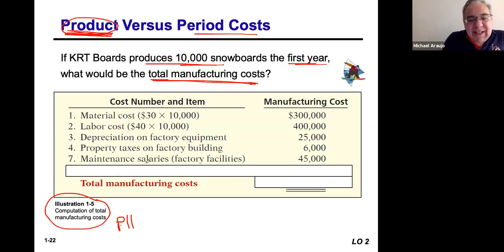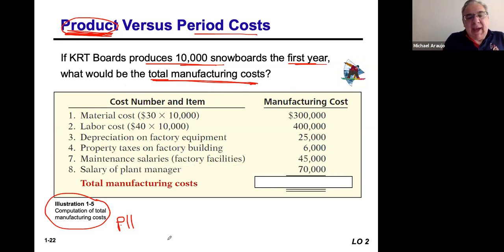So the maintenance salaries of all the factory facilities is $45,000 for the year. That's manufacturing overhead, and so that's going to be part of the cost here. And the salary of the plant manager is also indirect labor, and so that goes under manufacturing overhead, and that's also going to be part of that.